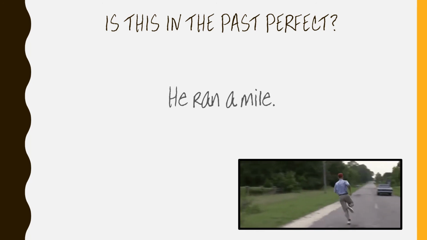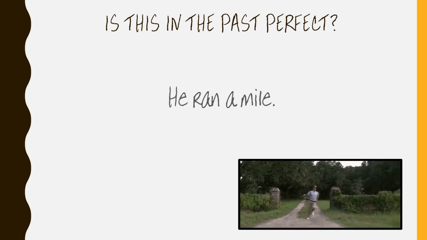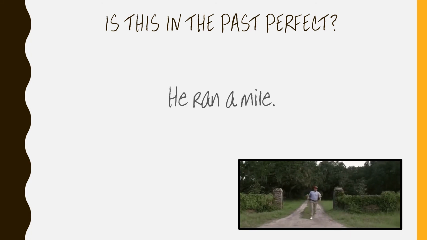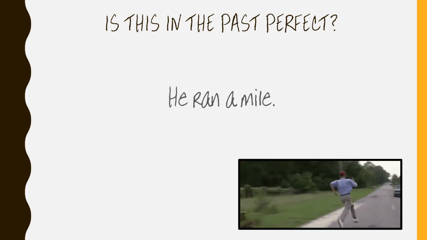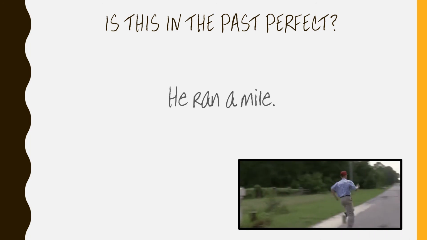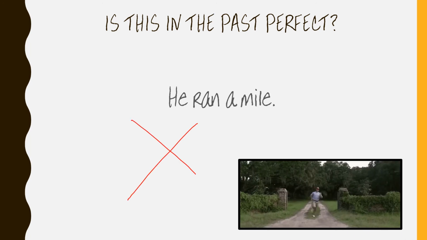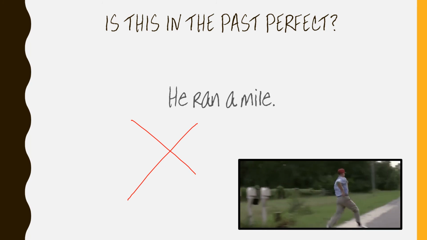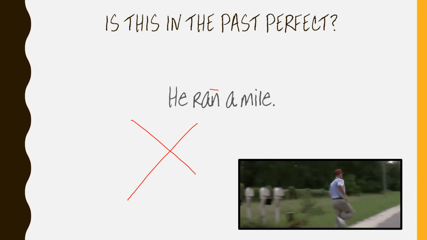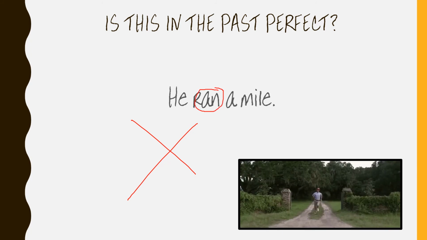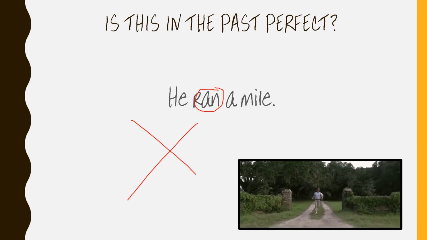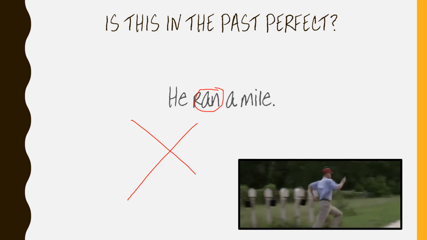Run, Forrest, run! Is this the past perfect? Forrest, he ran a mile? A ding or a no? The reason why? We've only got one event. It is complete. The verb is done. He has ran. However, you've only got one event, so it's just the simple past. Sorry, Forrest.